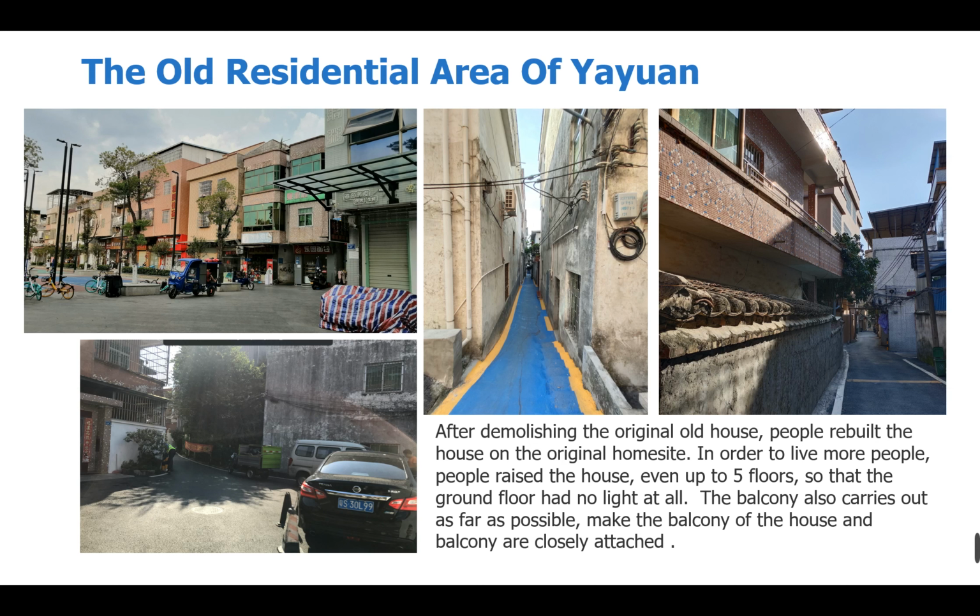When people rebuilt the houses on the original homestead, in order to house more people, they raised the houses up to 3 floors, so that the ground floors got absolutely no light. The balconies also protrude as much as possible, so that the balconies of one house are close to the balconies of the next, and people can shake hands across the balconies.